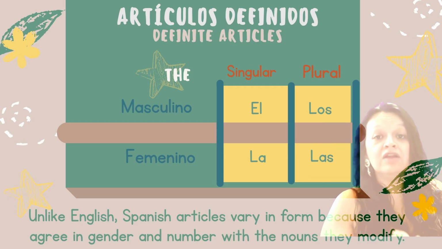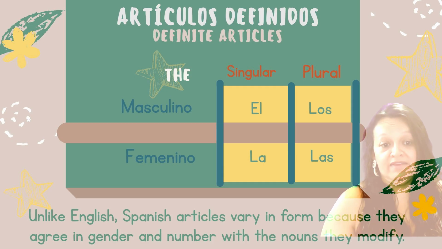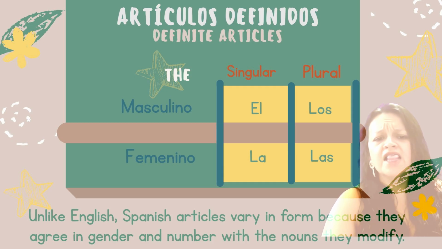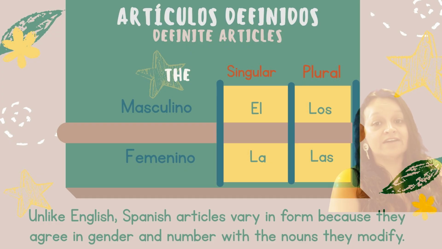Unlike English, Spanish articles vary in form because they have to agree in gender and in number. So, masculine, feminine, singular, plural. The articles get modified according to the nouns. So they suffer little tiny changes. Those are my definite articles.